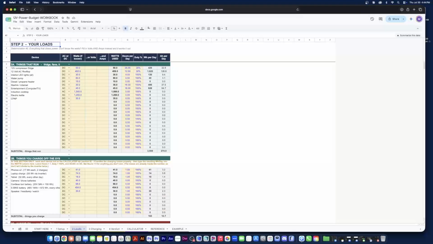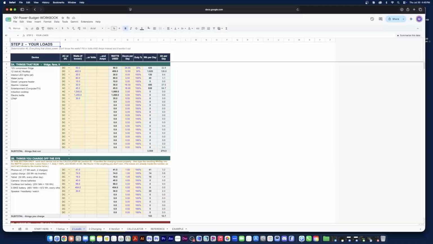So when it comes to your own things that run, they've got it broken down here into 2 basic sections. Things that run, like fridge and fans and other things. Some of this is cut off. You can fix that if you want to. I didn't bother. And then things you charge off system, like it's a one-time thing. Like my fridge will run all day, but I'll only charge my phone once a day. So it's things like that.